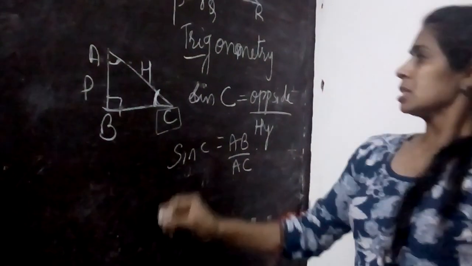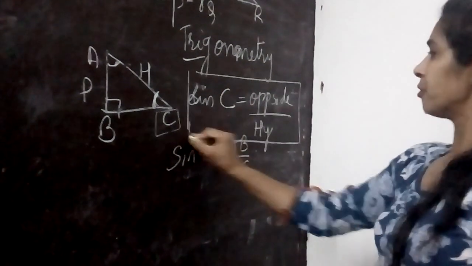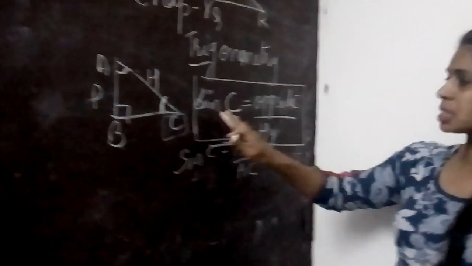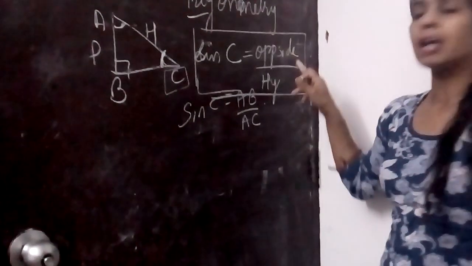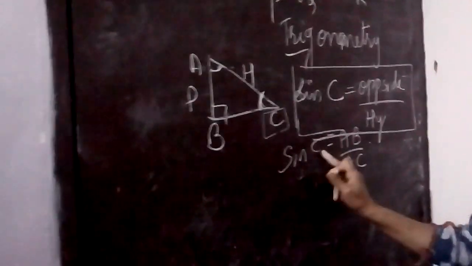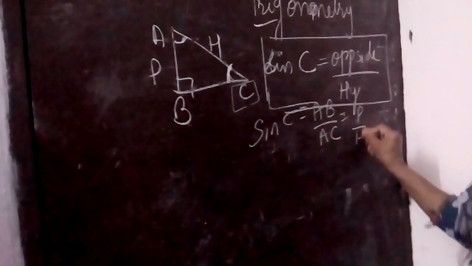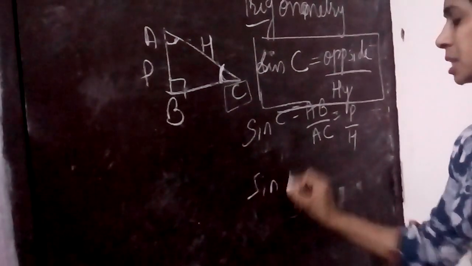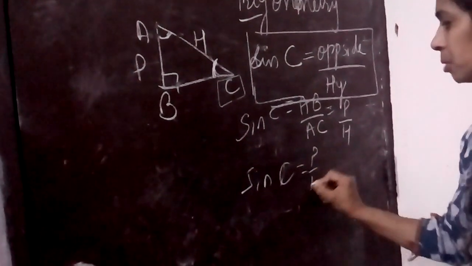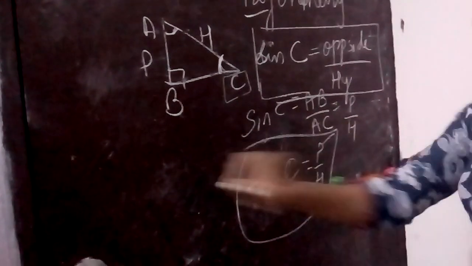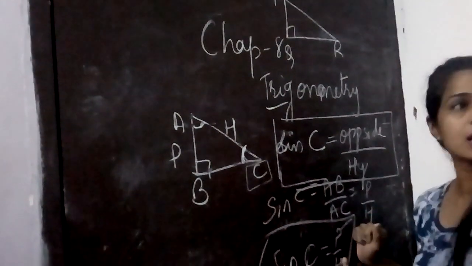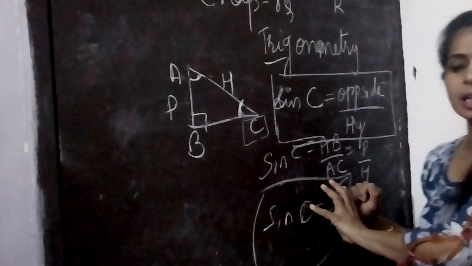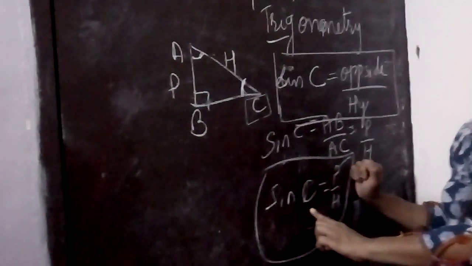I have to make this very clear to you. Please remember, sine C is opposite side upon hypotenuse. Sine C will be equal to perpendicular upon hypotenuse. As the triangle changes, the sides also change and the formula also changes, but the basic formula remains the same. It has to be perpendicular upon hypotenuse for any sine.